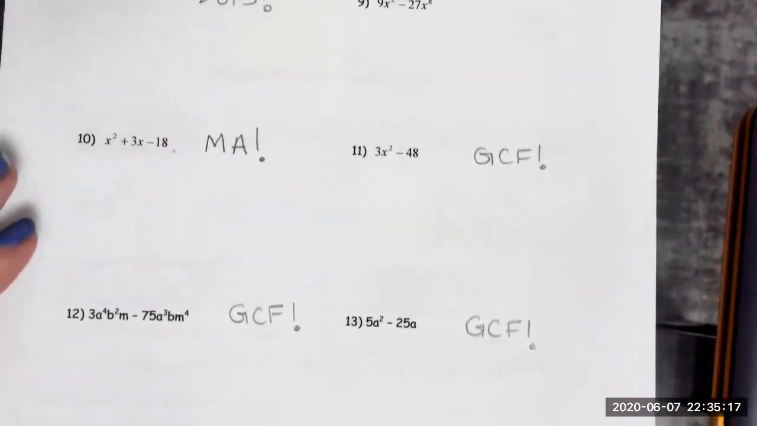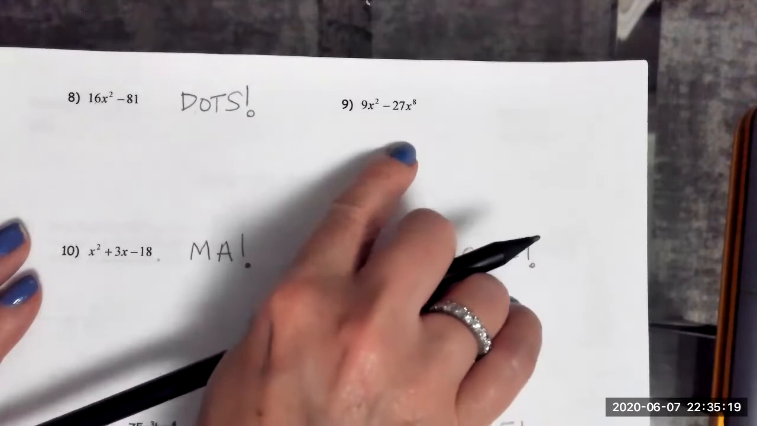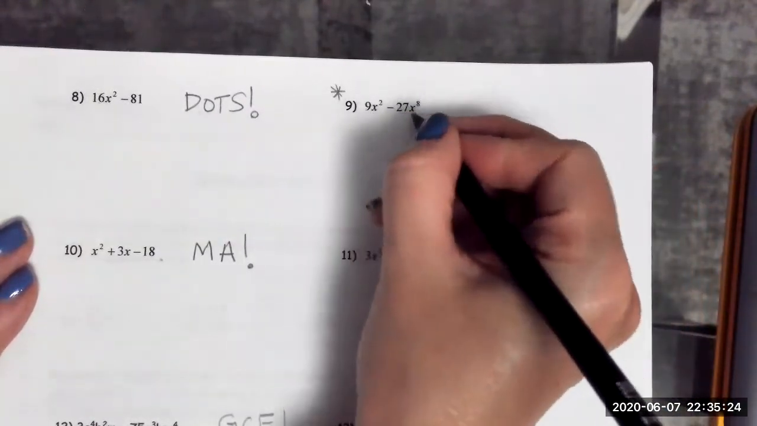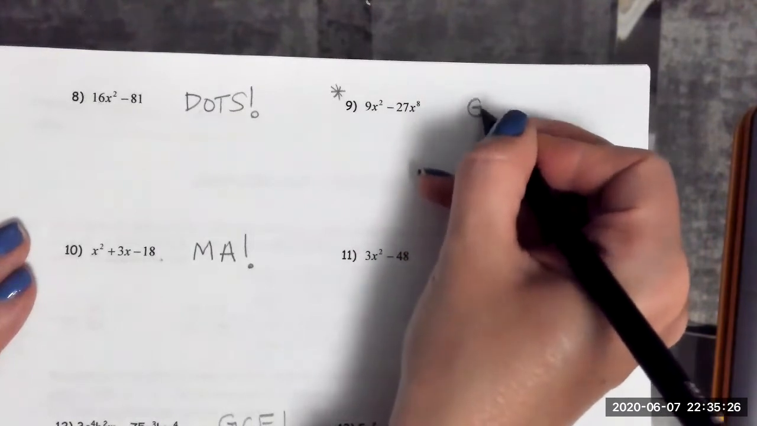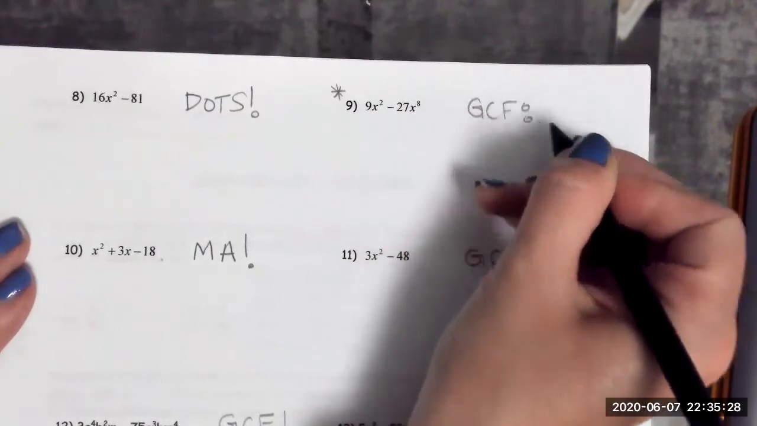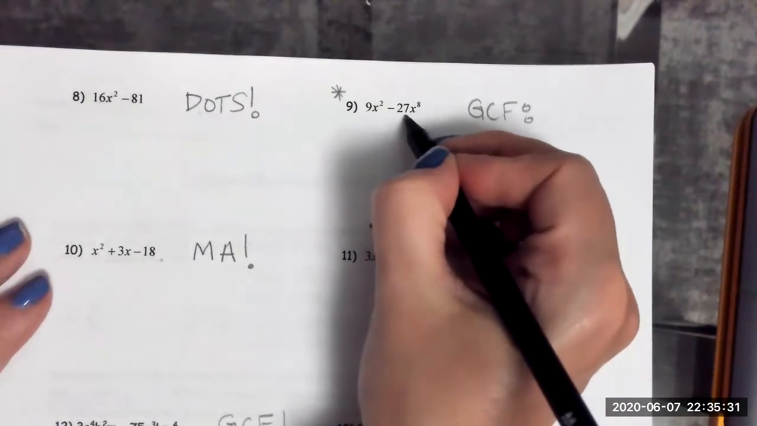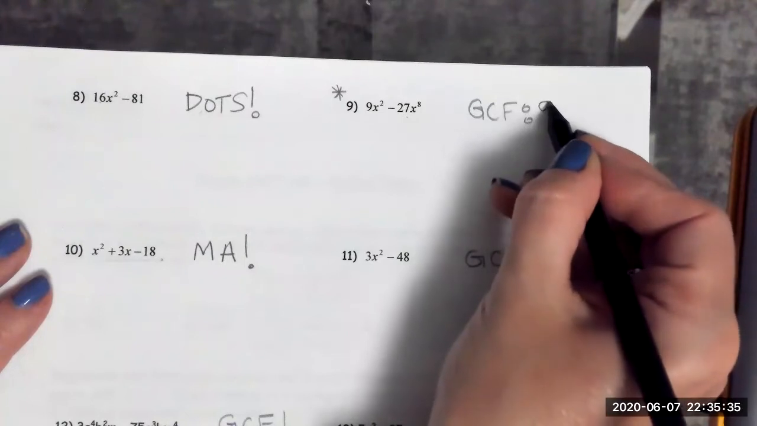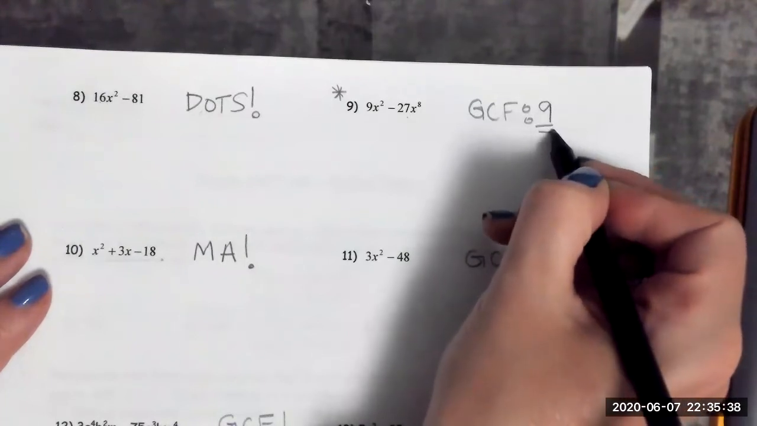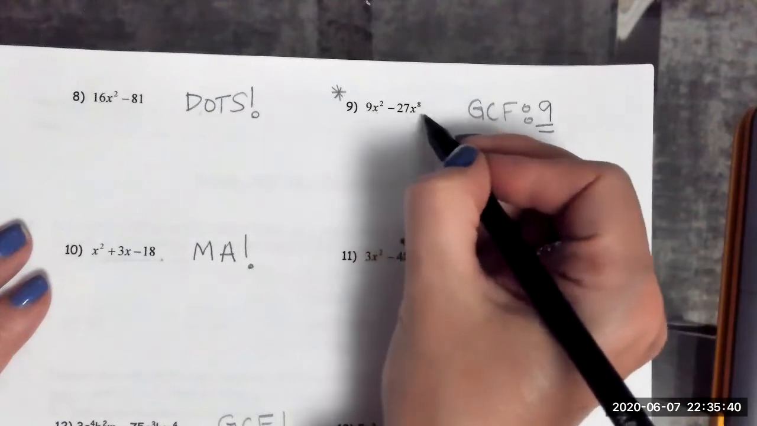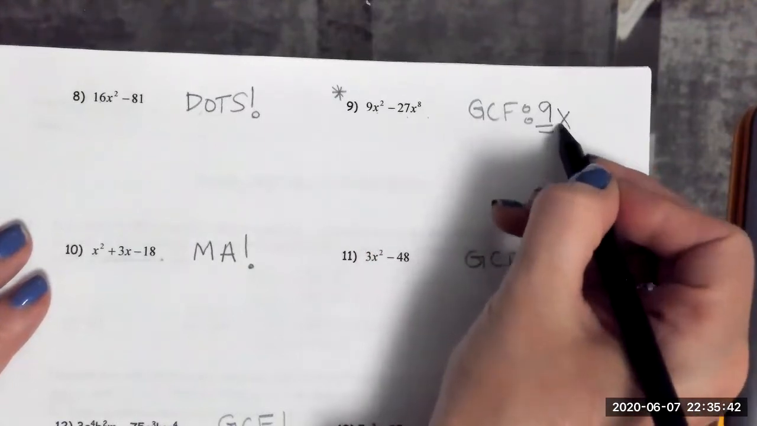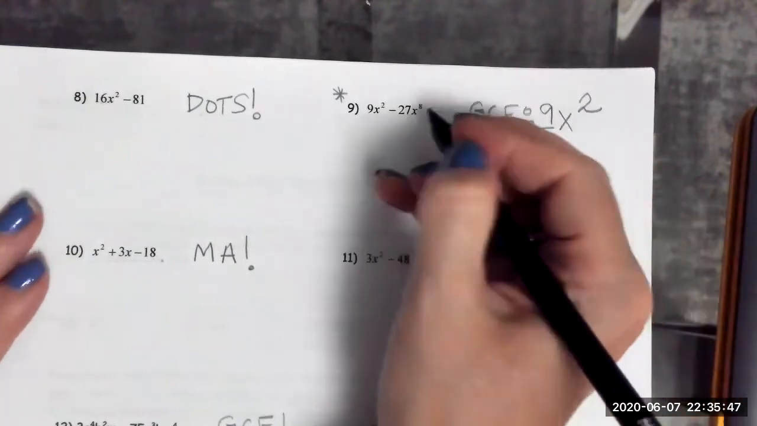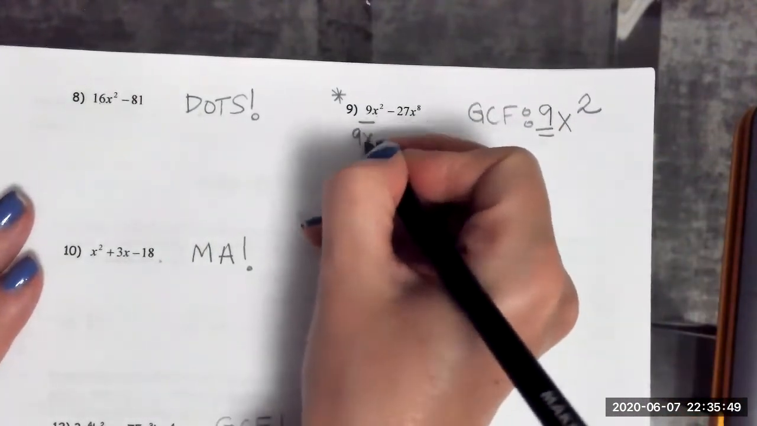Okay, and while we were going over these, I'm just going to do one of these with you, number 9, and then the rest of them are all yours. So number 9, let's see if we can get a GCF out of this. My GCF that I'm noticing is, what number? Yes, you're right. The number 9 divides evenly into both. x squared and x to the 8th, they both have x's, so it's going to be x to the smaller exponent, 9x squared.